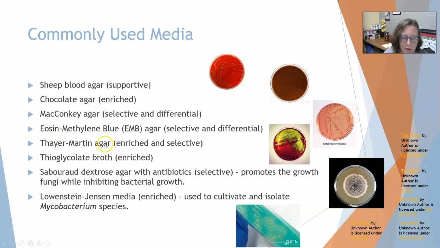Then you have Thayer-Martin agar. So that one is enriched and selective. So it actually looks like chocolate agar. It's enriched, but it's also selective in that the only type of organisms that can grow on Thayer-Martin agar are the Neisseria.